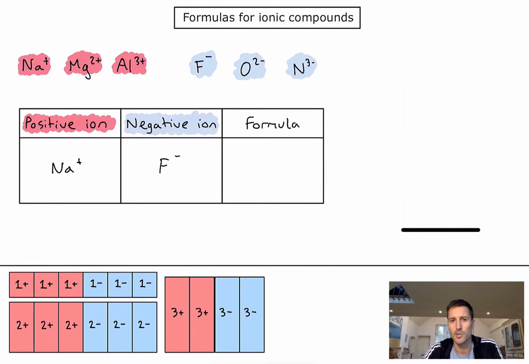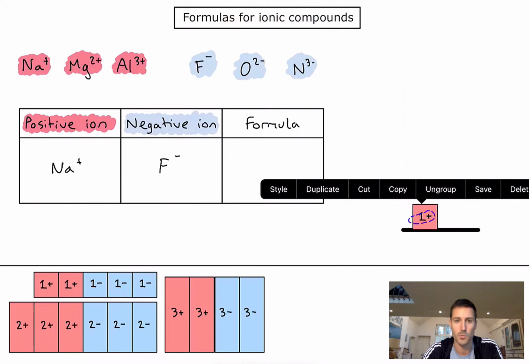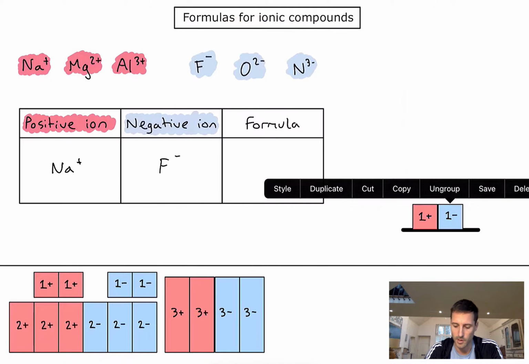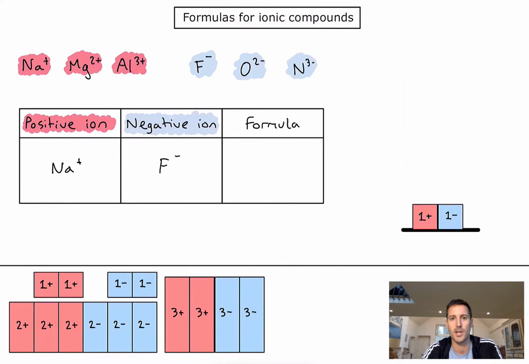So the key when trying to work out the formula for ionic compounds is we need to have enough of each ion so that the charges cancel out in total, meaning my resulting formula is neutral overall. So if I do that on my little scale on the right hand side, sodium's got one positive charge, so there's one block representing that, and my fluoride ion has one negative charge, and you'll notice once I've added those two next to each other, we actually have equal amounts of positive and negative charge.